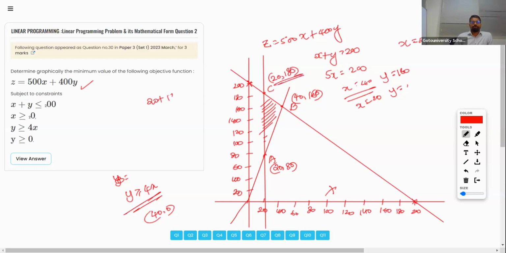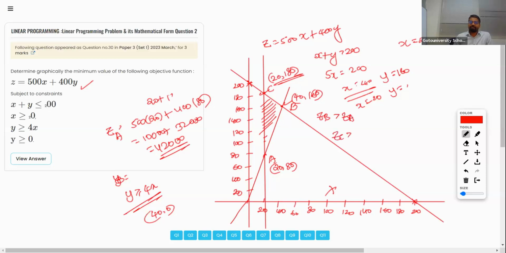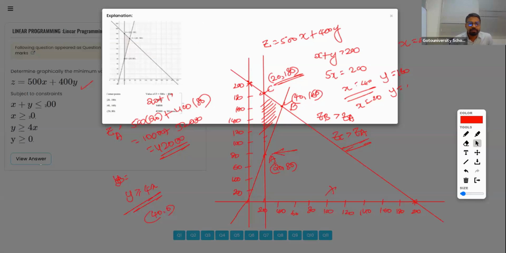So now what we have to do is minimize, right? If you have to minimize, Z is equal to 500 into 20 plus 400 into 80. So what we get is 10,000 plus 32,000, which is 42,000. That should be the minimum value, because the higher the values we go, ZB will be greater than ZA, and ZC will be greater than ZD. You can verify. That means our optimal point is at A, that's the corner point we are looking at. Okay, so that's the minimum value, 42,000, right?